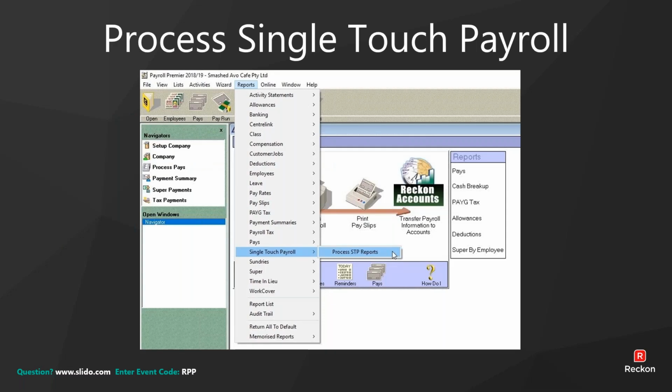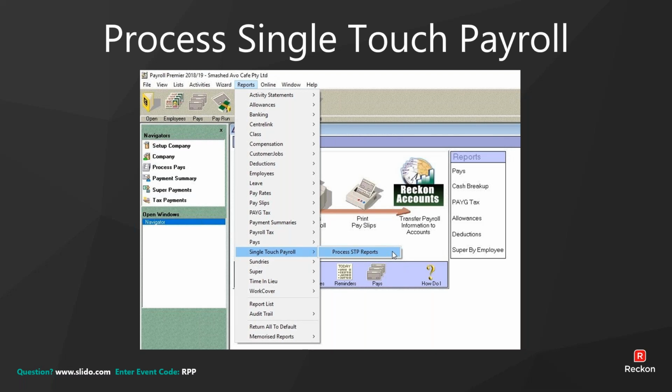So how do I process Single Touch Payroll in Payroll Premier? I process my pays as I've always done. The pays are done as they have always been done, and they're paid the same way. Super is still calculated and paid, clearing houses and SuperStream, all of that sort of thing you still always do. Bassett's is still done the same. It's just reporting the information to the ATO for Single Touch Payroll.